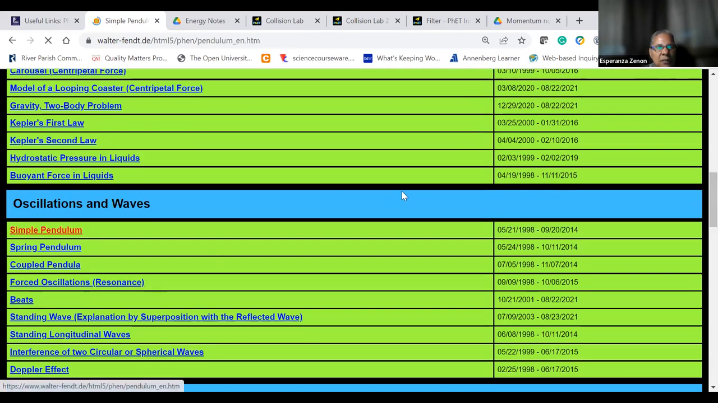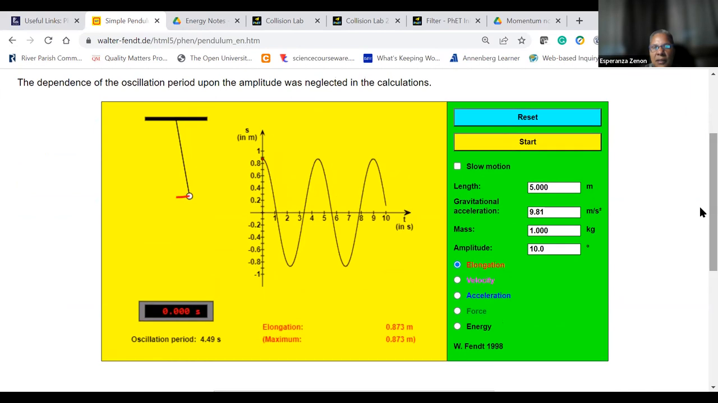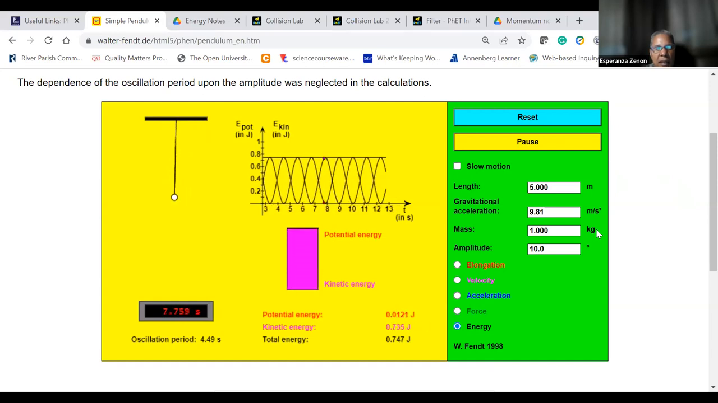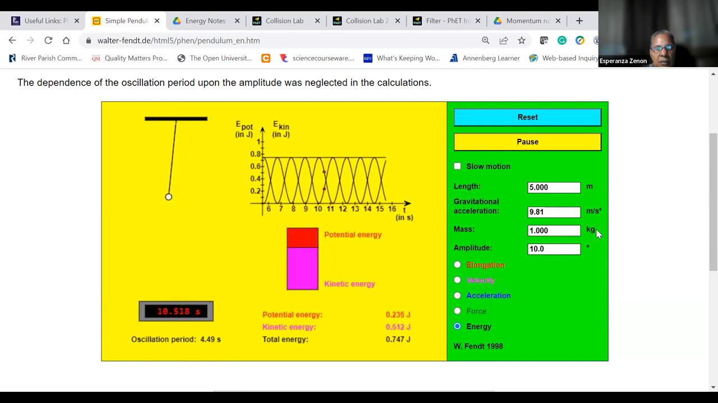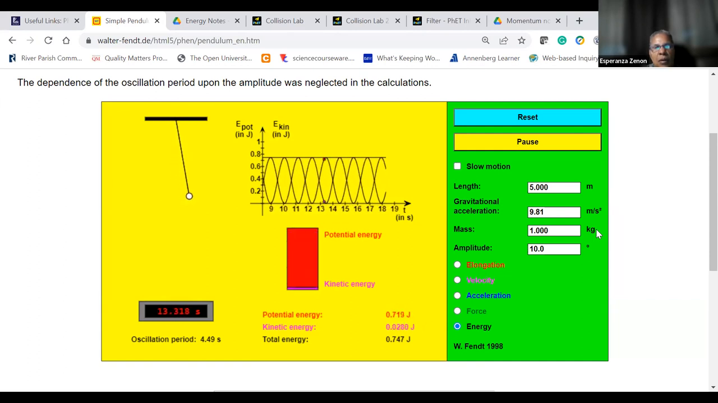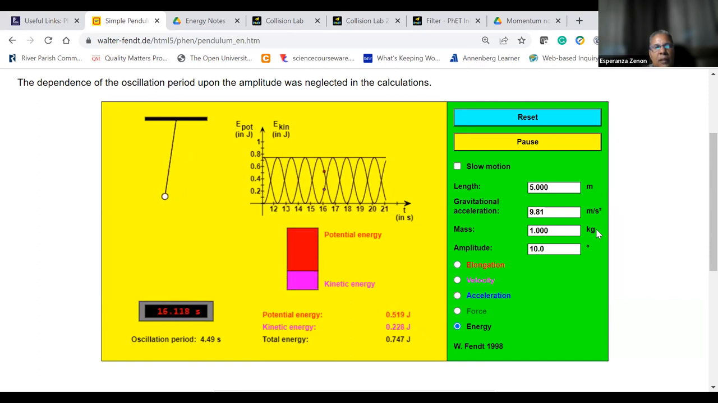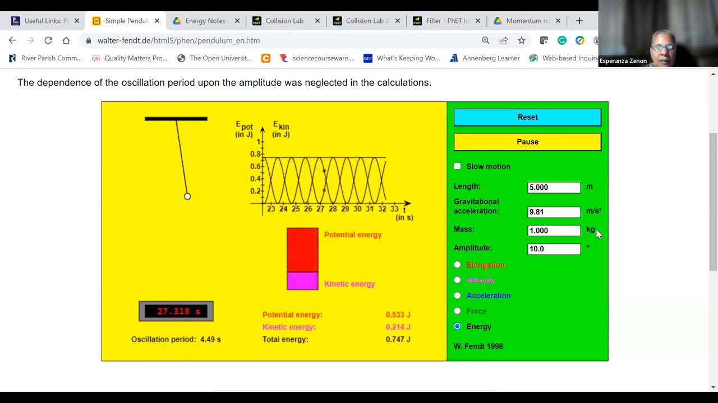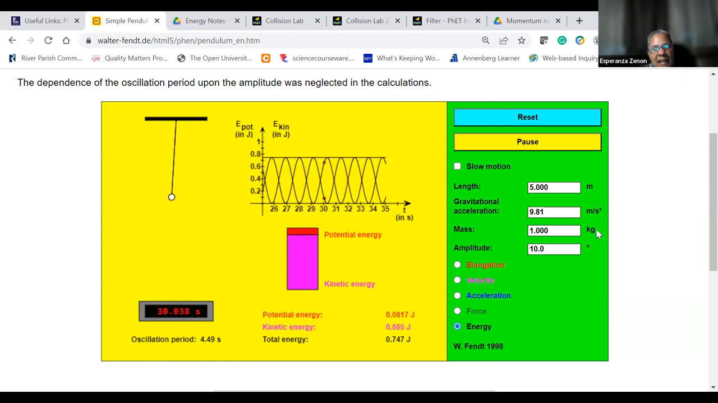So for example, a pendulum. If we take this pendulum system and look at the energy, I'll let it go, so you can see what's happening. As that pendulum swings, you convert mechanical energy between potential and kinetic. Sometimes it's all potential, and that's when the pendulum is at its highest point. Sometimes it's all kinetic, and that's when the pendulum is at its lowest point. And sometimes it might be 50-50, or 40-60, depending on where it is in the swing.